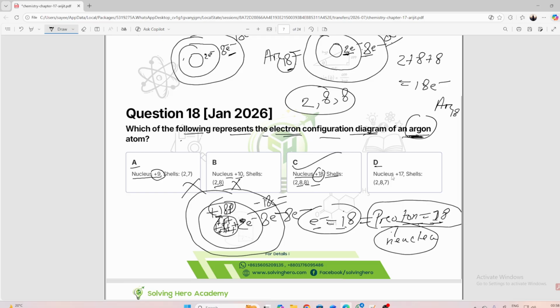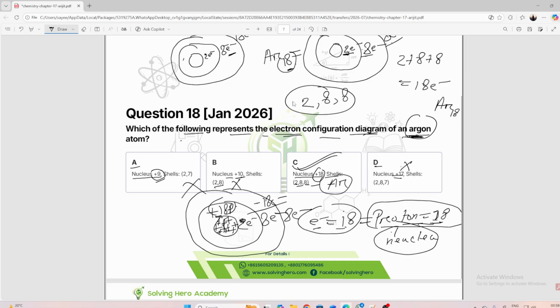See, at this option the nucleus is 17. So this is not the answer, because we know that this nucleus should have 18 plus charge, but it has plus 17, plus 10, plus 9. So option C is the final answer. Am I clear? So this is the configuration of argon.